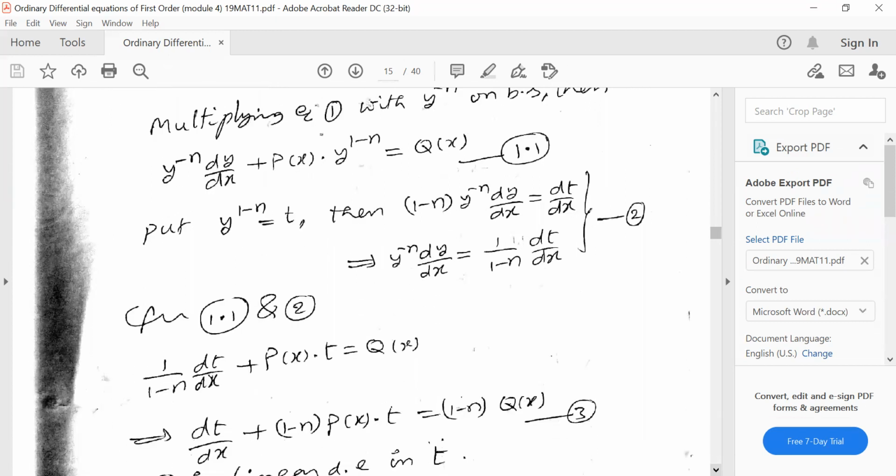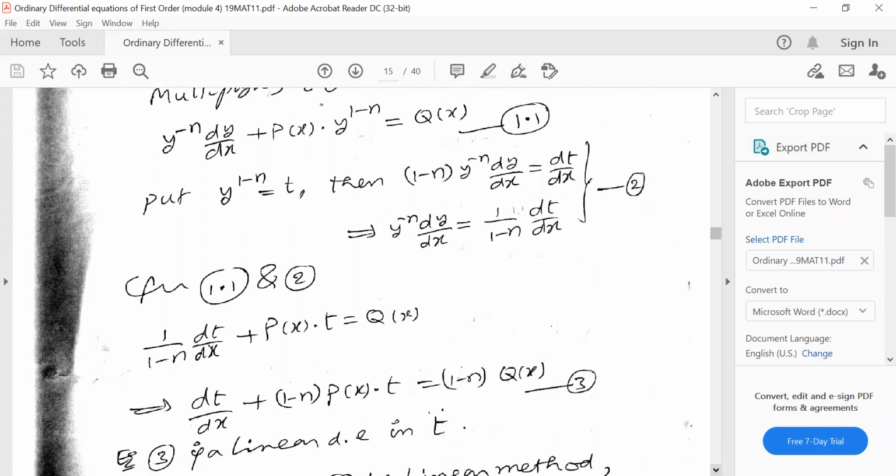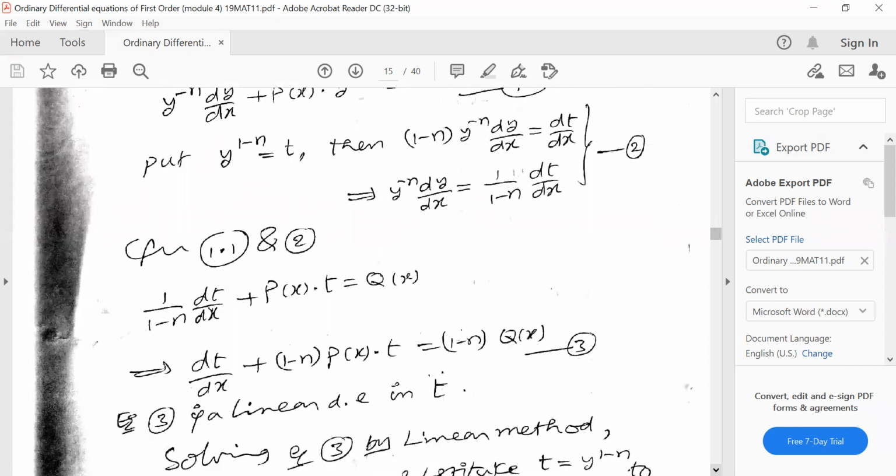So we'll substitute this in the given equation. So it becomes 1 by 1 minus n dt by dx plus p of x into t equals q of x. Right? So almost we are nearing our linear format, but not like dy by dx. It is in the form dt by dx. No problem. We can also solve with this type of notation. But still it is not in a proper form.